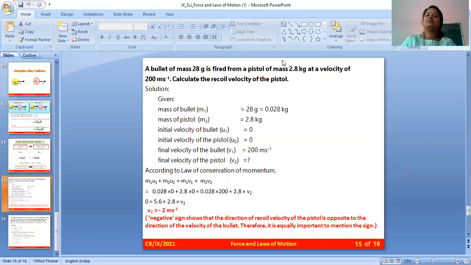Now the question arises, why the minus sign? Since it is a recoil velocity, the pistol is moving in the opposite direction when the bullet is being fired in the forward direction. So it is very important to note the sign also, that is, a negative sign for the recoil velocity.